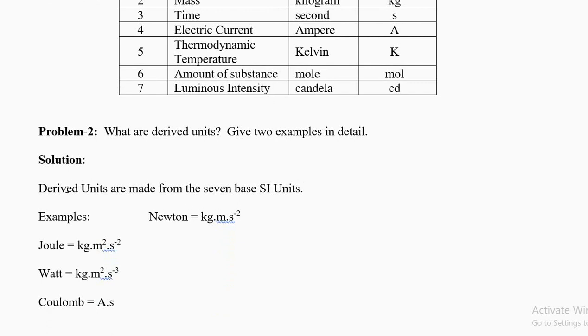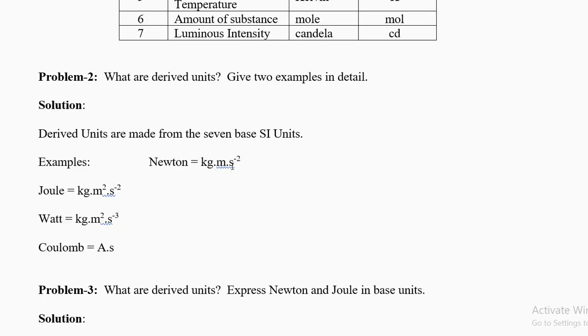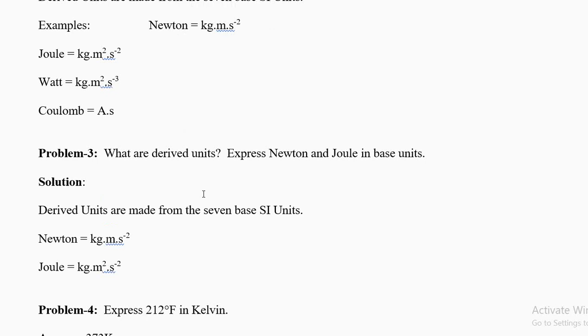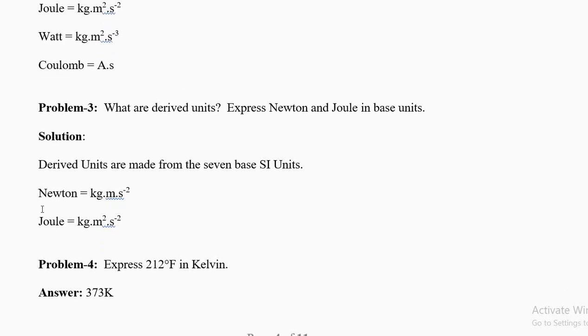Now your solution is derived units are made from the 7 base SI units. Examples are Newton equal to kilogram meter second minus 2. Joule is kilogram meter square second minus 2. Watt is kilogram meter square second minus 3. Coulomb is ampere second. Now problem 3. What are derived units? Express Newton and Joule in base units. Now again the definition is not going to change, only the English has changed in the question but not in the answer. Derived units are made from the 7 base SI units.